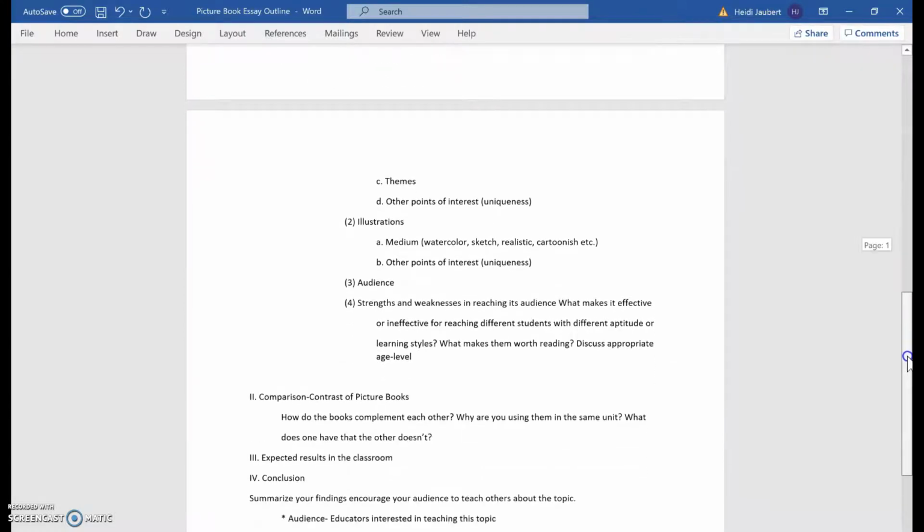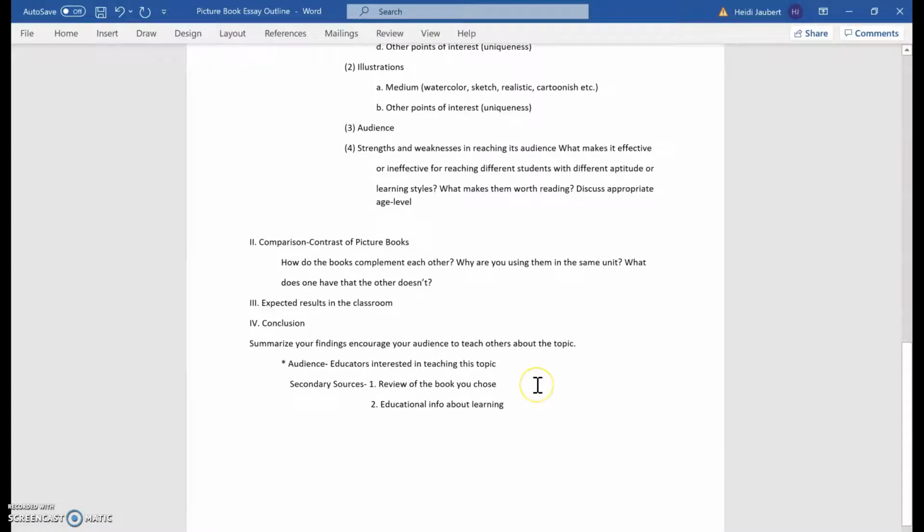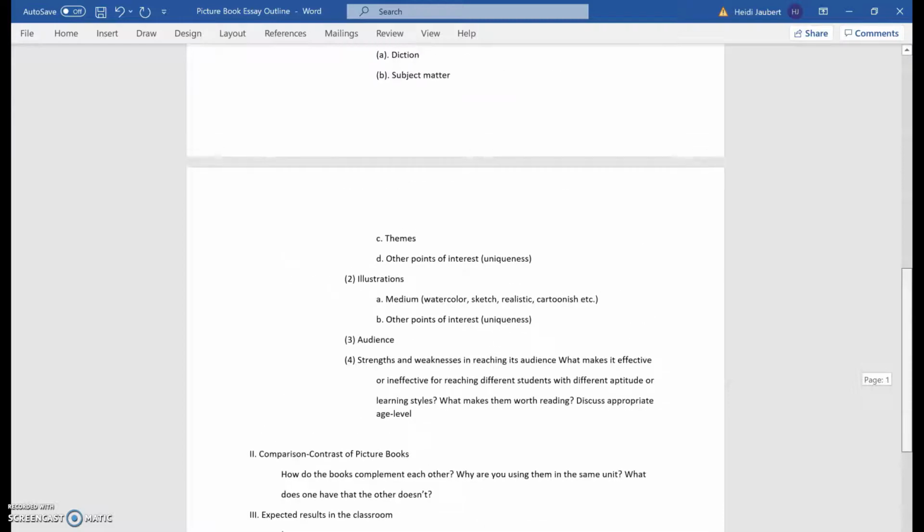And then you'll go through here and you will tell me about a comparison and contrast. How do the books complement each other? Where are you using them in the same unit? What does one book have that the other doesn't? And then the expected results. Do you think that it will go well? Do you think that there will be follow-up questions? If you're talking about divorce, will you need the assistance and approval of your principal and maybe the help of the school guidance counselor? And then you'll just summarize your findings and encourage your audience, who are other educators. Pretend that you're giving a workshop to other teachers. And then the secondary choice will be the book review of choice, education about learning.